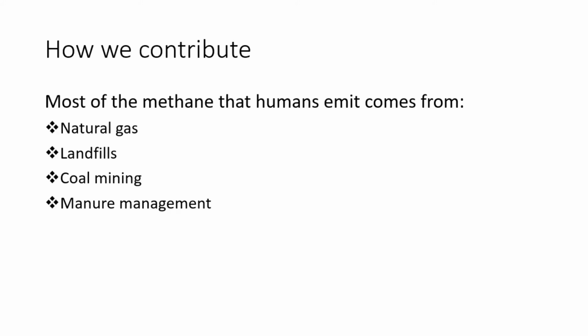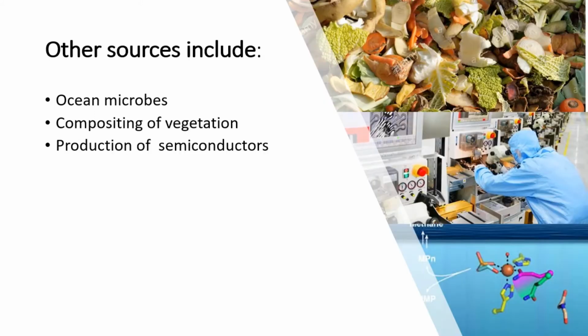How we contribute. Methane is a naturally occurring organic compound, but human activity has increased the amount of this potent greenhouse gas that goes into the atmosphere. Most of the methane that humans emit comes from natural gas, landfills, coal mining, and manure management. Other sources of methane include ocean microbes, decomposition of vegetation, and production of semiconductors.